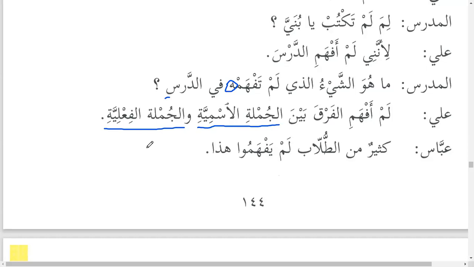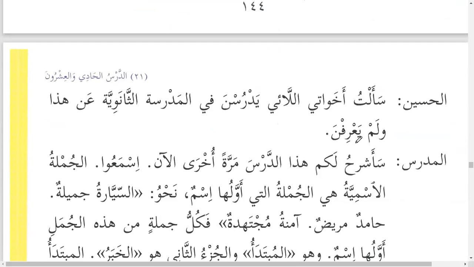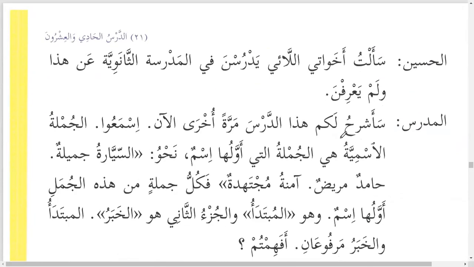Excellent. And Abbas says, كثير من الطلاب لم يفهموا هذا. Most of the students did not understand this. So, is there any Abbas here? Hopefully not. Okay. Al-Husaynu. Now, Hussein: سألت أخواتي اللاتي يدرسن في المدرسة الثانوية عن هذا ولم يعرفن. I asked my sisters who study in the secondary school about this, and they didn't know about it. So even Hussein says, even my sisters didn't know about this.